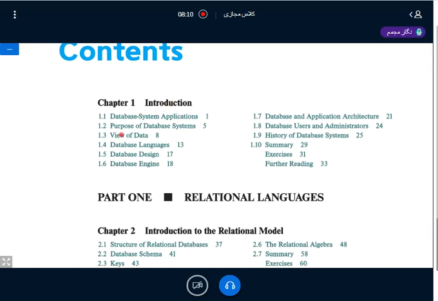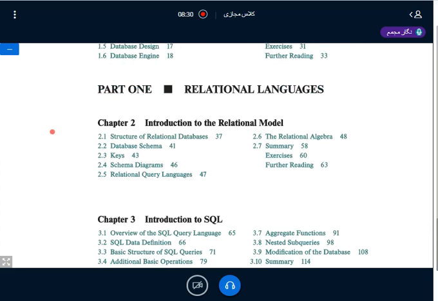Okay, in this book we have chapter 1, but chapter 1 is just the introduction, and I think you know the introduction. Maybe you studied databases in your bachelor degree. So I won't explain the introduction, but I will start from chapter 2, introduction to the relational model. In this chapter, we become familiar with relational databases and understand the meaning of keys and relational algebra and things like this.